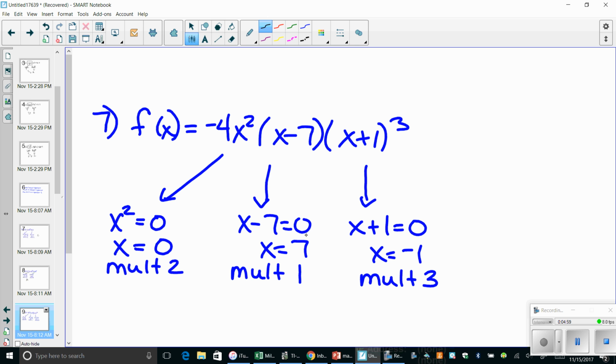And then set x minus 7 equal to 0, solve that, you get x is 7. That also has a multiplicity of 1. Set x plus 1 equal to 0, solve that, you get x is equal to negative 1, and that has a multiplicity of 3.